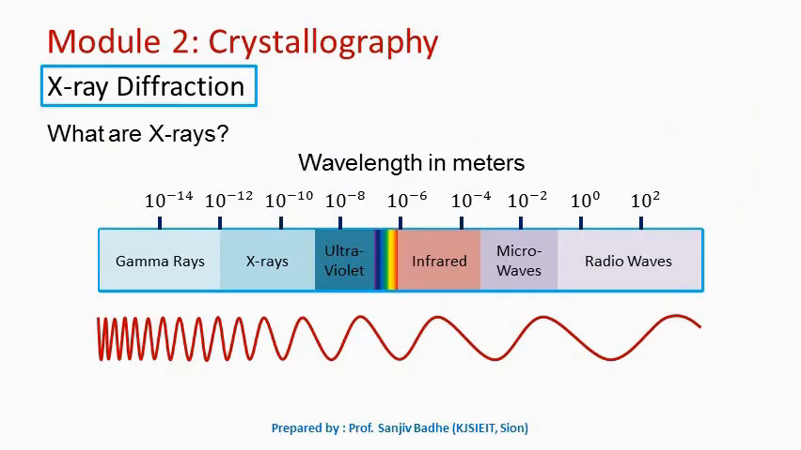What are X-rays? X-rays are the electromagnetic waves having very short wavelength in the range of 1 to 10 angstroms. So these are the wavelengths in meter. X-rays fall somewhere over here. Gamma rays will have very small wavelength, and radio waves will have very large wavelength. X-rays are the waves having the wavelength of the order of 1 to 10 angstroms here.